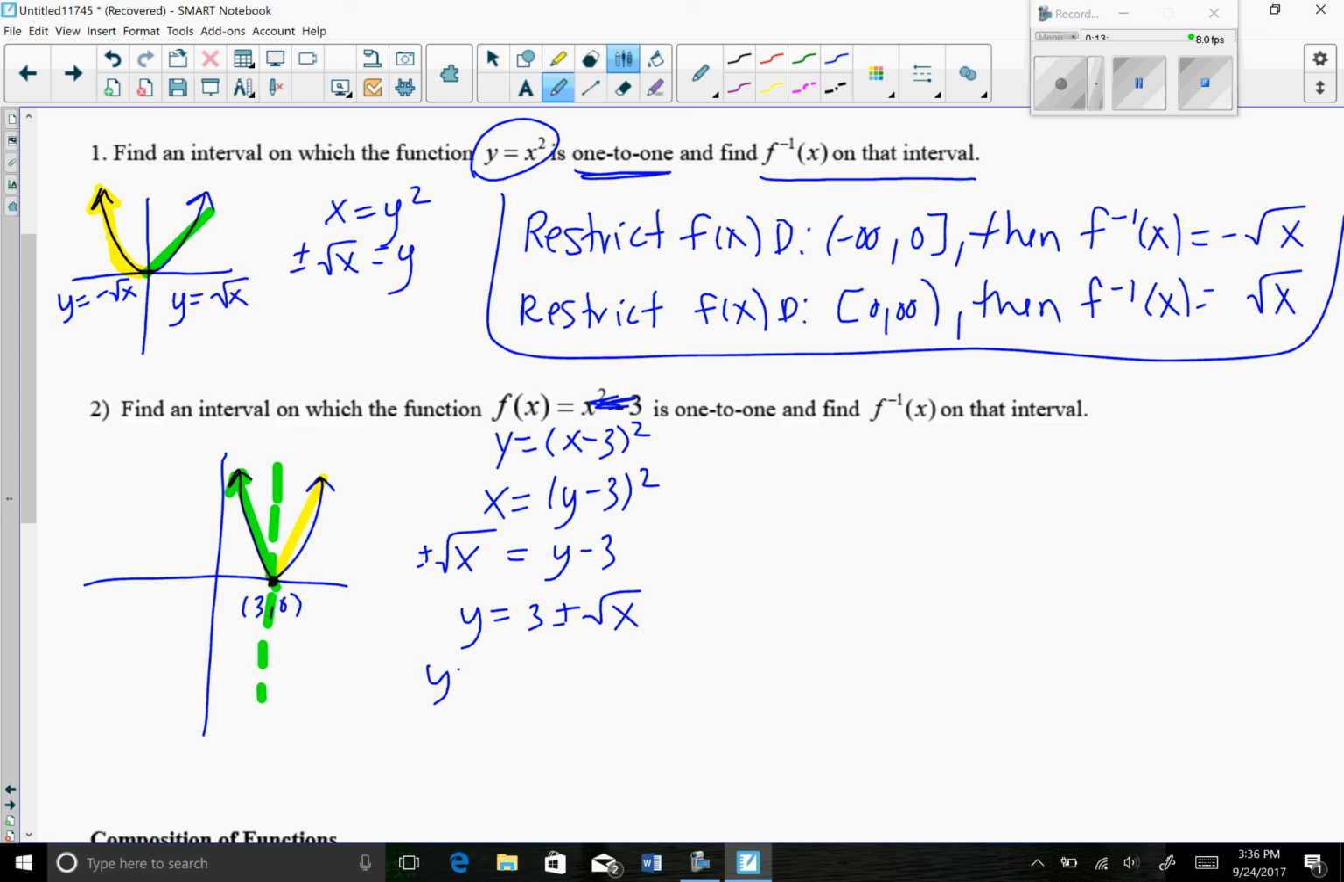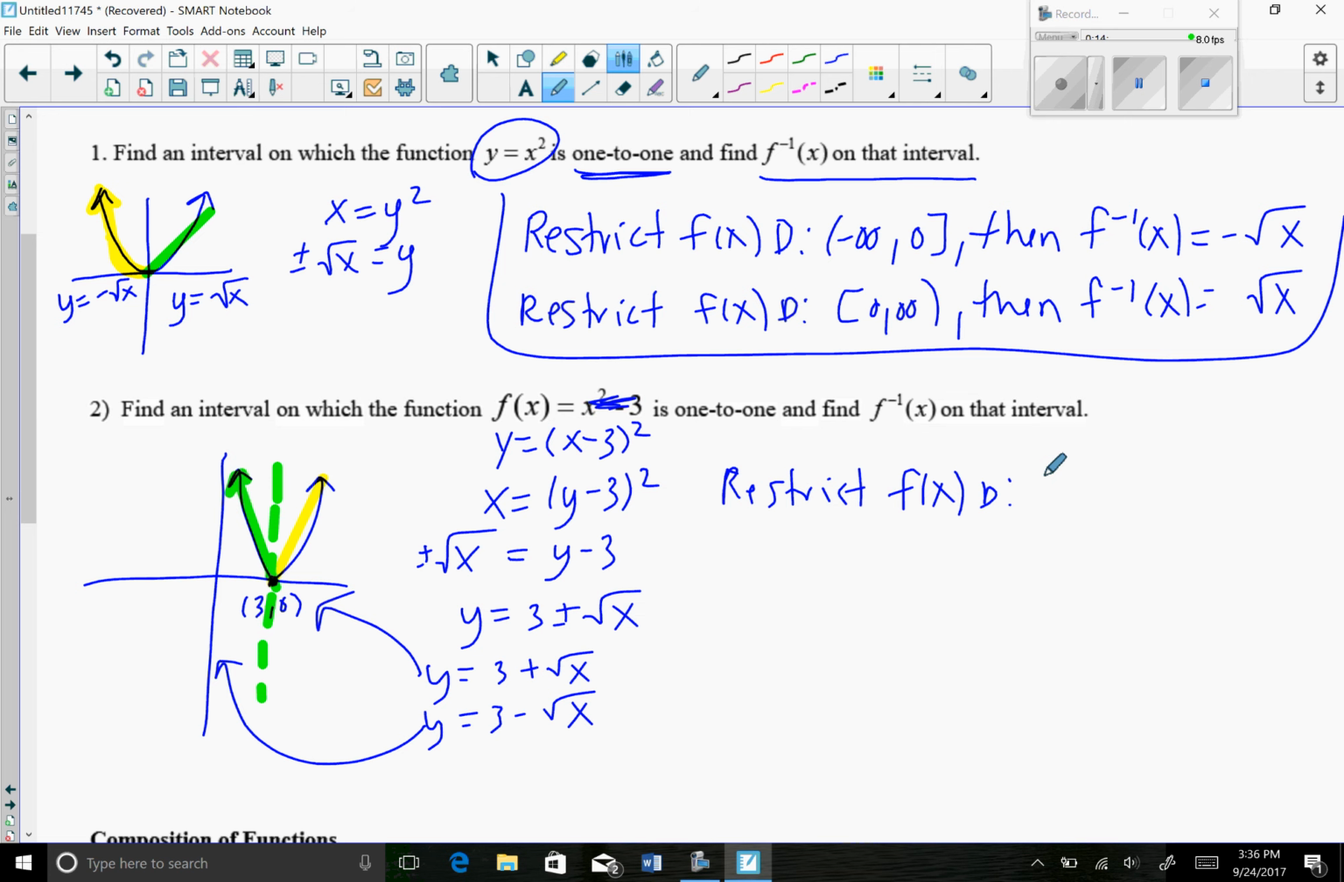So that means, remember, we have two equations. We have y equals 3 plus the square root of x, and y is equal to 3 minus the square root of x. On the left side, we're going to use this equation, and on the right side of our domain restriction, we're going to use this first equation. So we could say restrict f of x's domain to negative infinity to, and now we've moved it to the right 3, so 3.